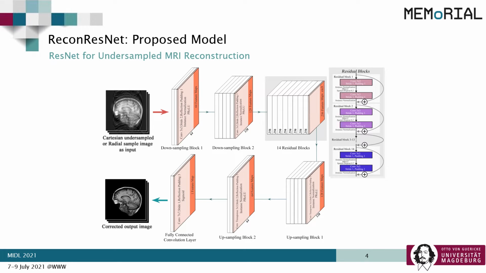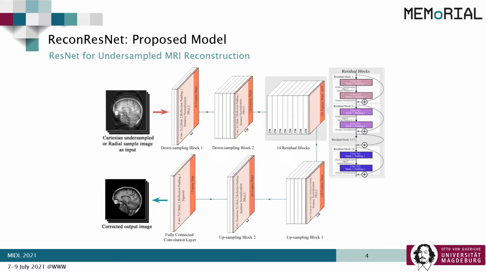Here we have proposed a ResNet-based model named ReconResNet, where the undersampled image with artifacts is supplied as input to the network, and the fully sampled image is compared with the output of the network for calculating the loss. Inside the model, the input is downsampled twice, and then 14 residual blocks are applied. Each block consists of a pair of convolution and instance normalization layers, separated by a parameterized ReLU, and a spatial dropout with a probability of 0.2.